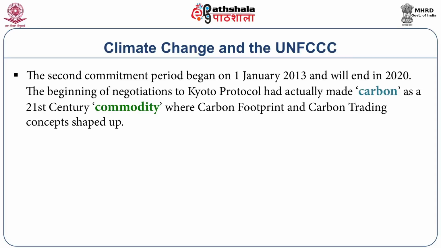Such a level should be achieved within a time frame sufficient to allow ecosystems to adapt naturally to climate change, to ensure that food production is not threatened, and to enable economic development to proceed in a sustainable manner. Stabilization of greenhouse gas concentrations in the atmosphere at a level that would prevent dangerous anthropogenic interference with the climate system. This is Article 2 of the United Nations Framework Convention on Climate Change. The second commitment period began on 1st January 2013 and it will end in 2020.